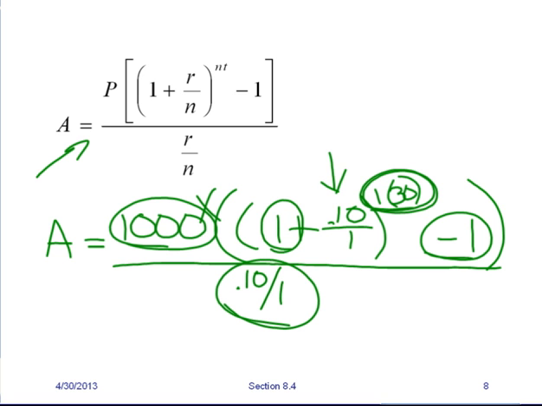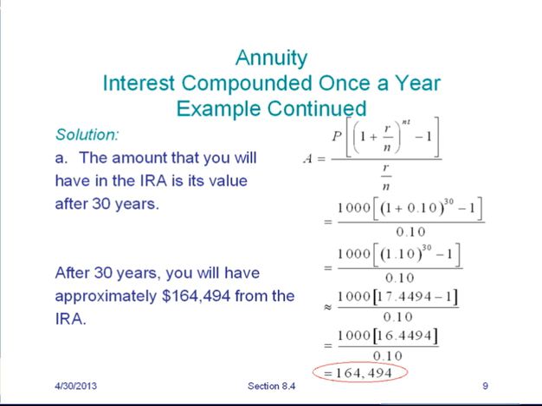Take 10% divided by 1, or 0.1 divided by 1. And finally, take the number you just wrote down divided by the denominator, 0.1 divided by 1. And ta-da, it will give you 164,494. Okay, so in your IRA, after 30 years, that's how much money you have in the bank.